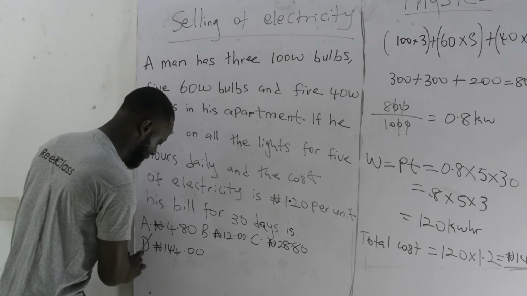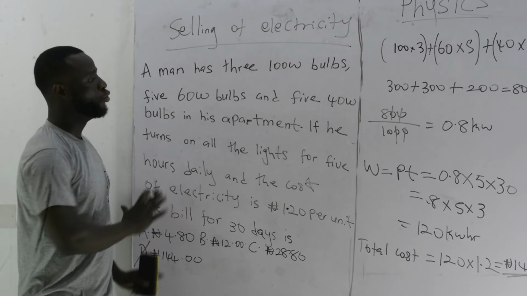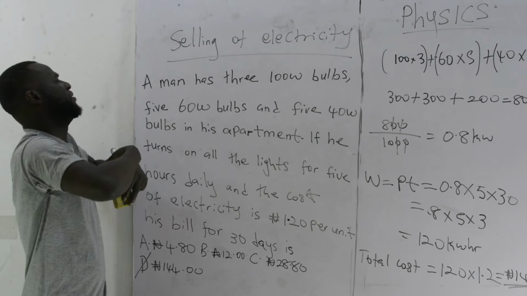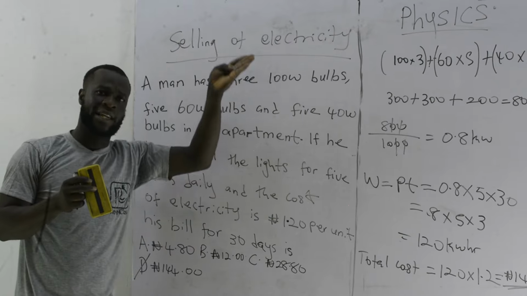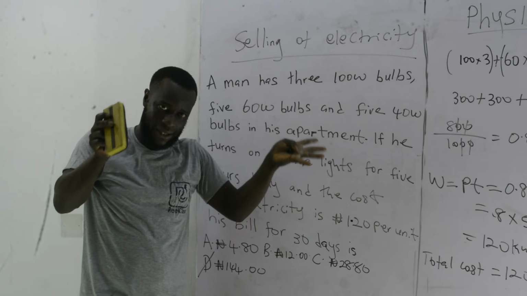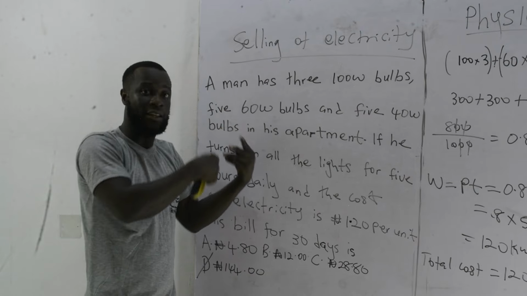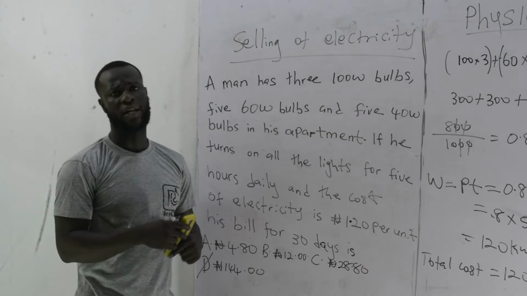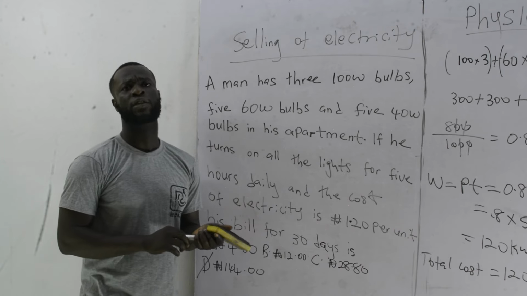Option what? Option D. That is how to solve questions like this. You can come at it in several ways. All you need to do is get your total power, convert it to kilowatts, then get your total time, then of course multiply by the cost per kilowatt hour, and then you get the total cost.